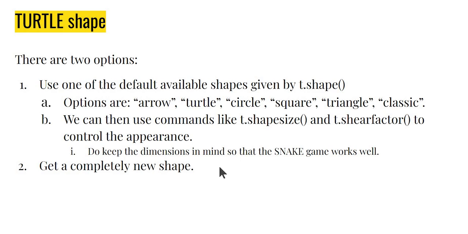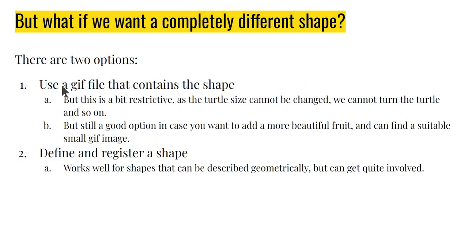The second option that we have, and that's what we are exploring here, is that we get a completely new shape, which is none of these. And that's what I'm going to do. I'm going to create that shape. So if I want a completely different shape, it turns out again there are two options.